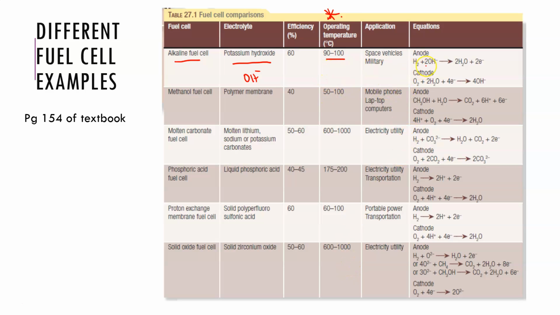Because this is alkaline, we're going to be looking for the half equations on our electrochemical series that produce or use OH minus. We can also use methanol. This has a polymer membrane, so it's a specially designed polymer, as in the fuel cell construction. We tend to see these used in mobile phones and laptops. This is not specifying an alkaline condition, so we now can use methanol. We use H+ to balance the methanol half equation, and then the cathode is going to be oxygen.